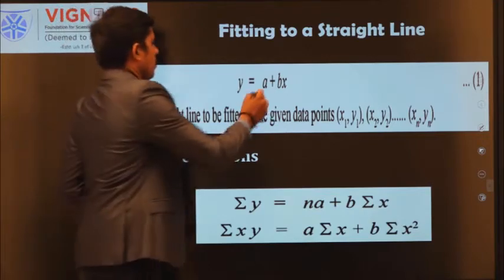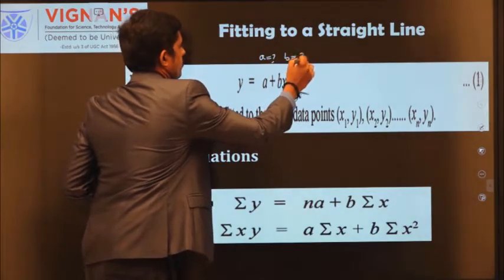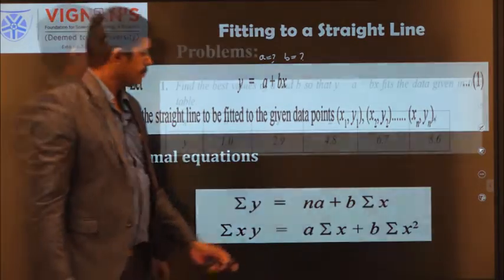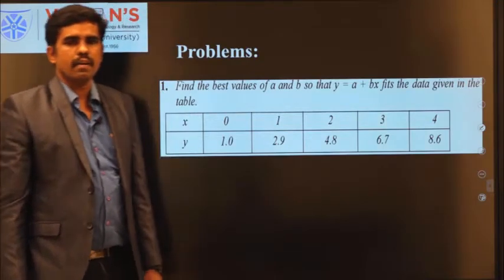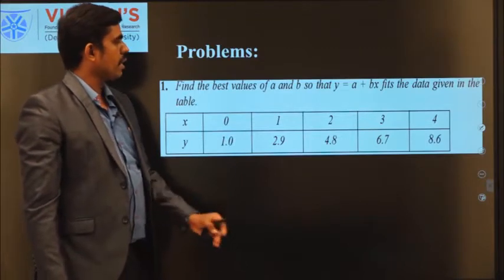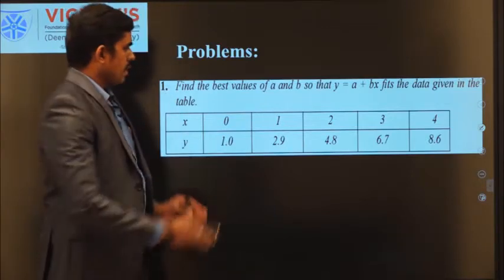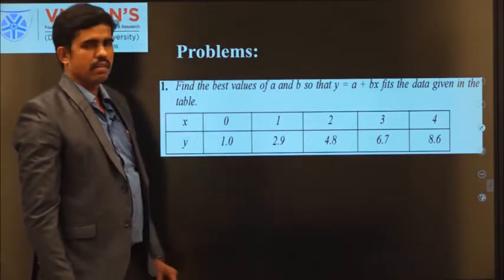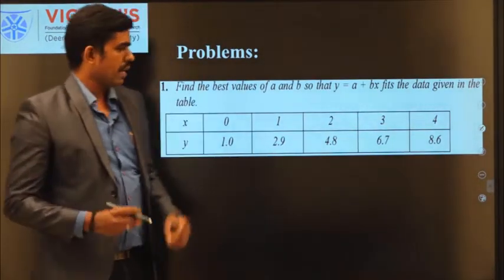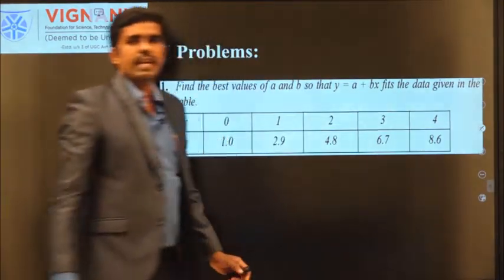Actually we want to find a and b. Okay, how are we going to find them? We are going to find them by using these two equations. Now you can look at one example. Find the best values of a and b so that y is equal to a plus bx fits the data given in the table. So for this given data, they are asking you to find a best fitting line, an approximate best line for this data. What you are going to do is find y is equal to a plus bx.